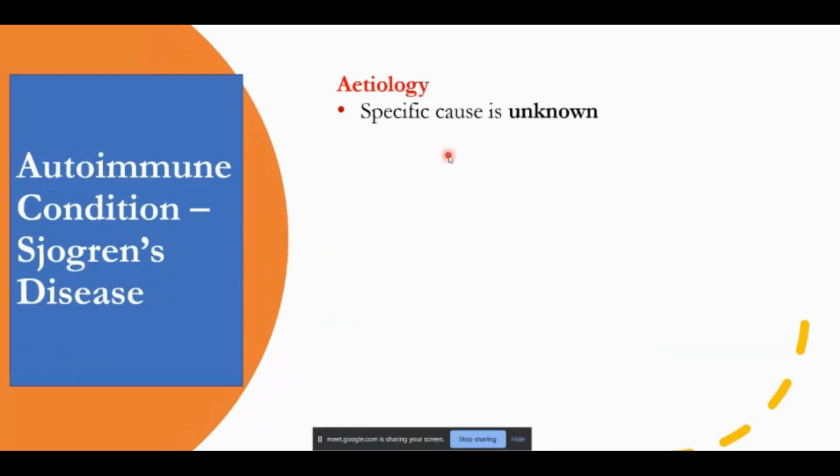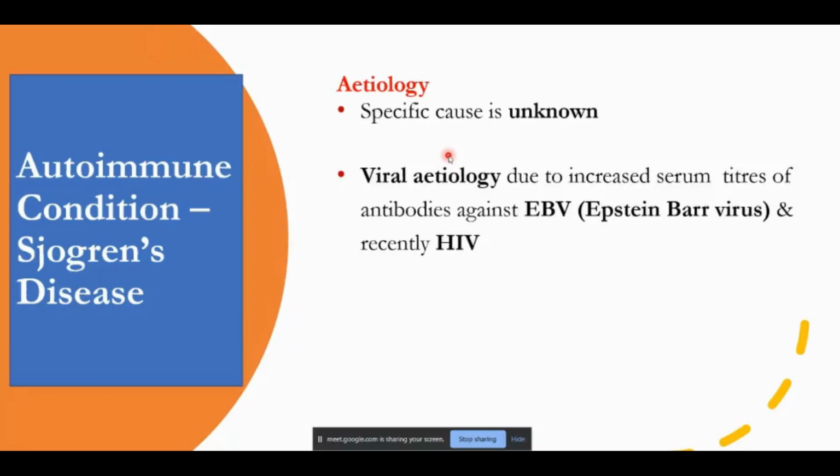Because it is autoimmune, you don't know what is the cause, what is triggering this kind of reaction from the body. There were some people who suggested an association with viral etiology, especially the Epstein-Barr virus and even the human immunodeficiency virus, the virus which causes AIDS. There were increased serum titers of these antibodies in patients with Sjögren's disease, so they associated them with these two.